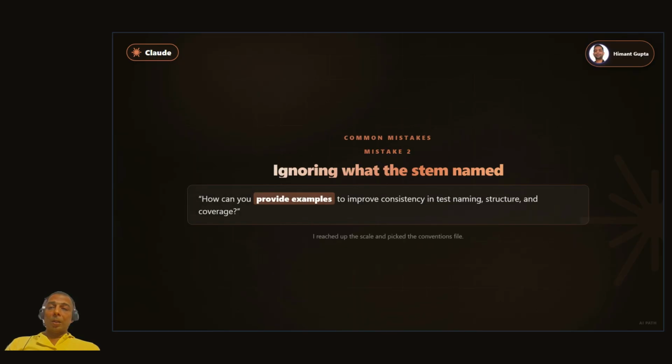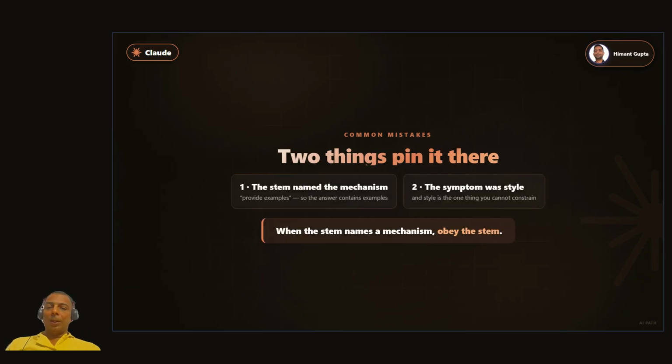A question was asked of me: how to provide examples to provide consistency in test naming and structure. By then, I had trained myself to think like an architect. So I reached up the scale and picked the persistent conventions file, which came out to be wrong, because the answer was examples in the prompt. Two things pinned it there. First, the stem said, or the question asked, provide examples. So the question named its own mechanism.